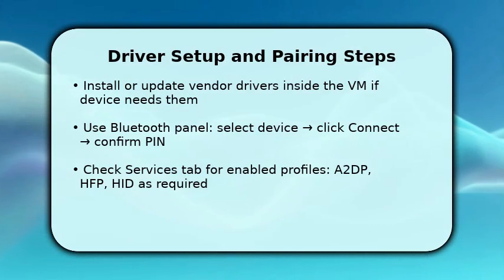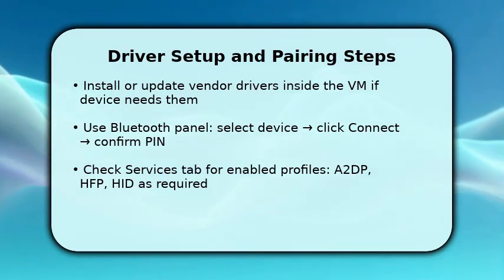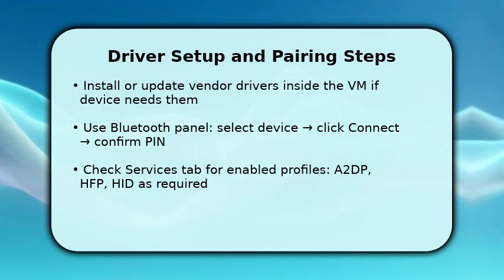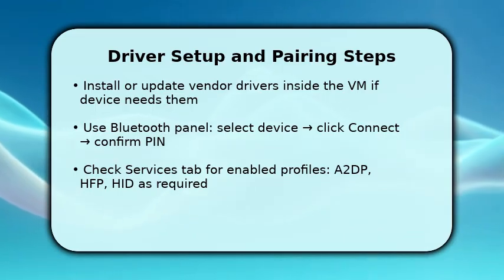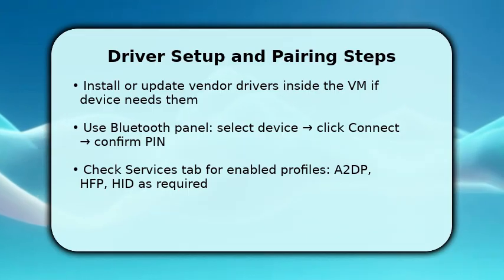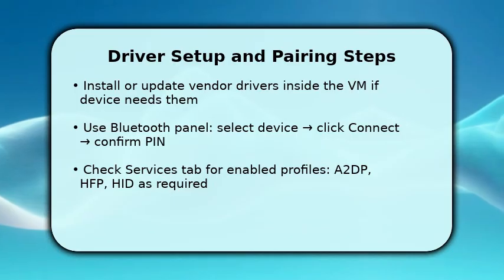Once the device is discovered, you handle drivers and pairing details. If a vendor driver or helper app is required, download the correct Swift VDI 2015 compatible driver and install it inside the VM, then reboot if prompted. Return to Bluetooth settings, select the device, and initiate connect. Confirm any PIN or pairing code shown on both ends.